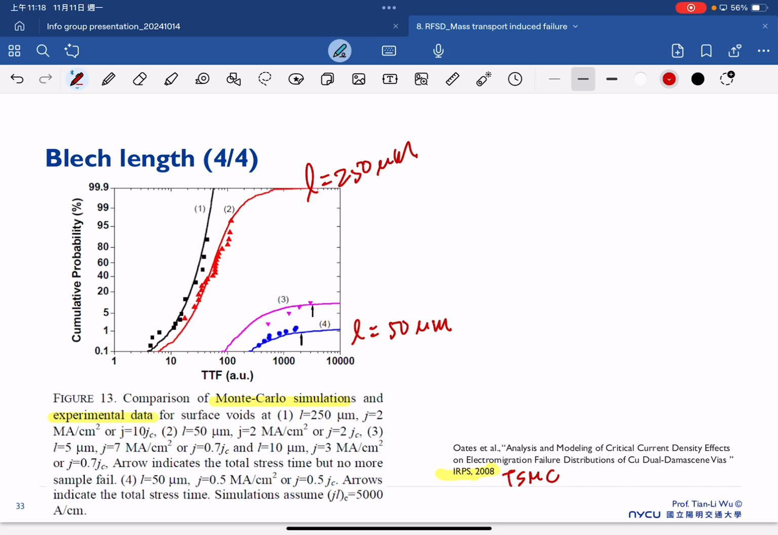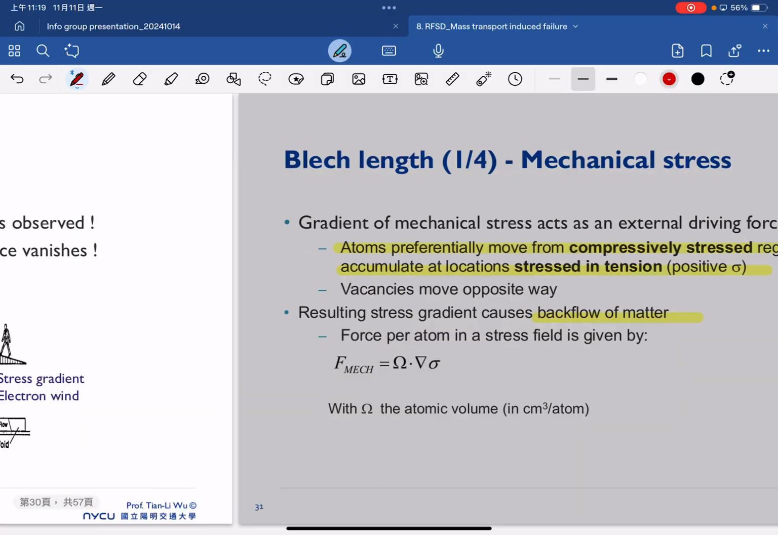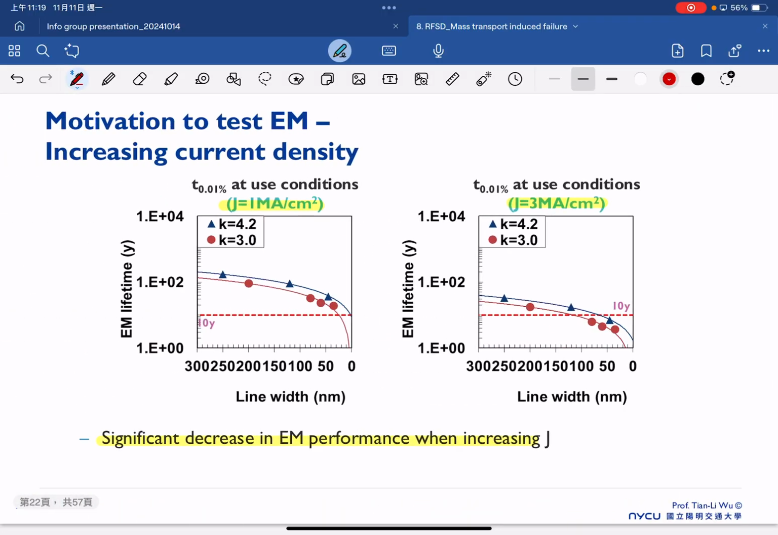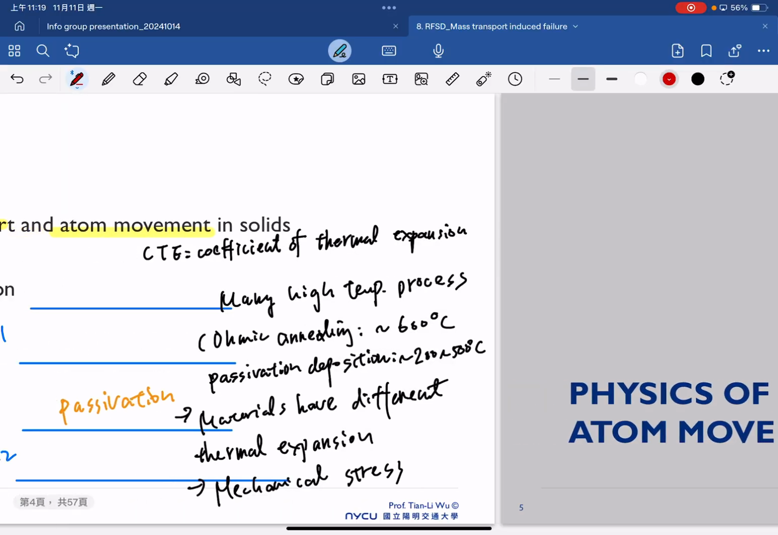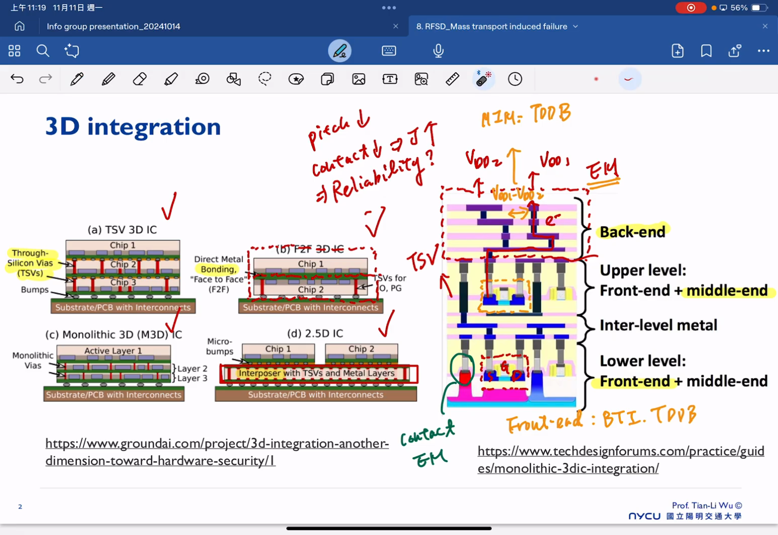That also gives us a sense that if you consider 3D integration, and we want to avoid back-end reliability problems, we need to make our passivation thinner, or even the substrate thickness thinner. For example, we have chip 1, chip 2, chip 3. How could we leverage the understanding of the bridge length to improve reliability? We need to make this as short as we can. Going back to the TSMC paper published in 2008, they say 50 micrometer can give us a great lifetime. So we should make this TSV smaller than 50 micrometer.